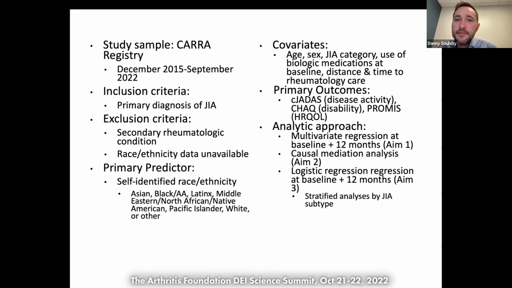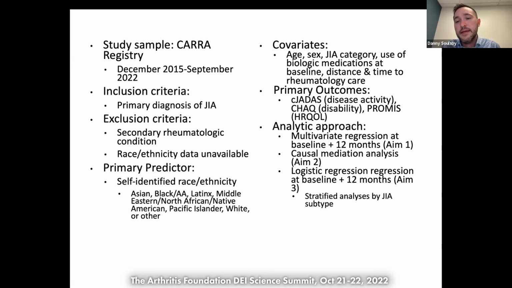as well. And covariates that we'll use for our multivariate modeling include things like age, sex, JIA category, distance and time to rheumatology care, possibly clinical site, and whether or not there's use of biologic medications after their baseline visit. And our analytic approach, so again, in aim 1, multivariate regression, looking both at baseline and 12 months after diagnosis, and aim 2 will be more of the causal mediation analyses as we described.